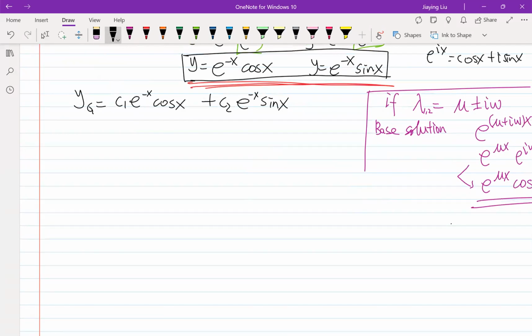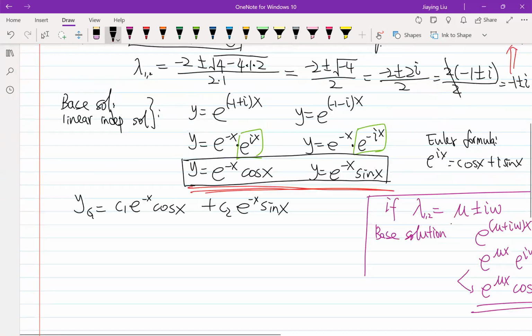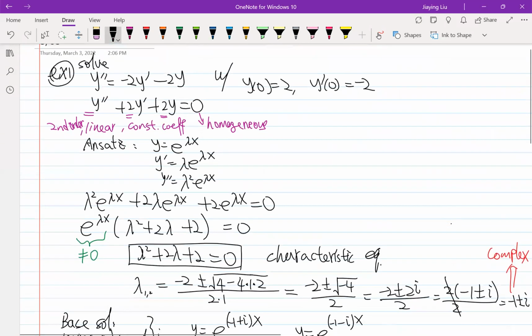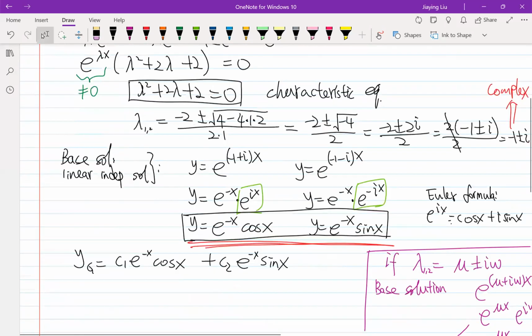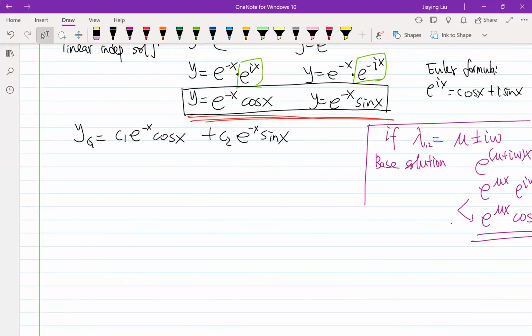So here we found the general solution and we want to find C1 and C2. Let me double check. I believe I gave the initial condition y of 0 equals 2, y prime of 0 equals -2. If we want to use them, we have to find the derivative first. So to find the derivative of the general solution, we just take the derivative of each term. Be careful because we have a product. We need to use product rule twice.